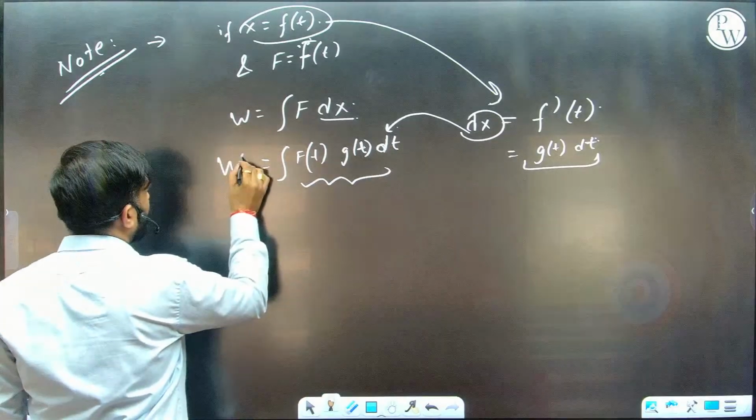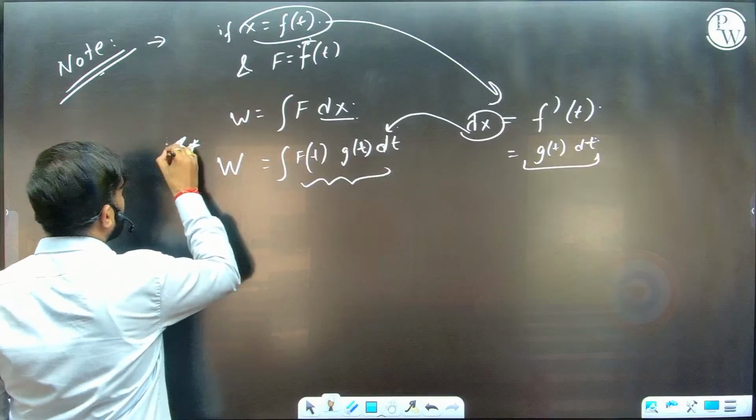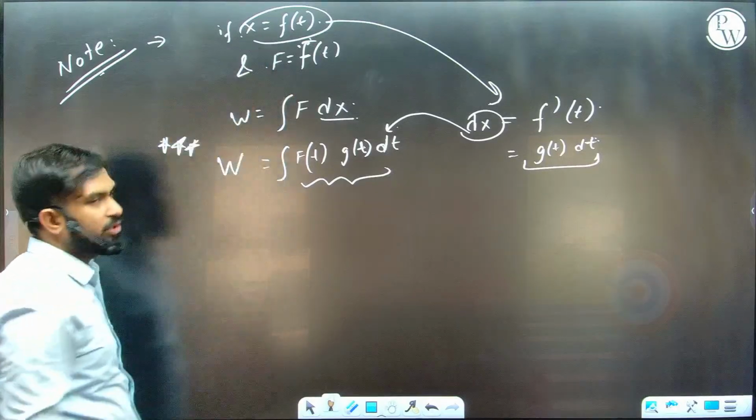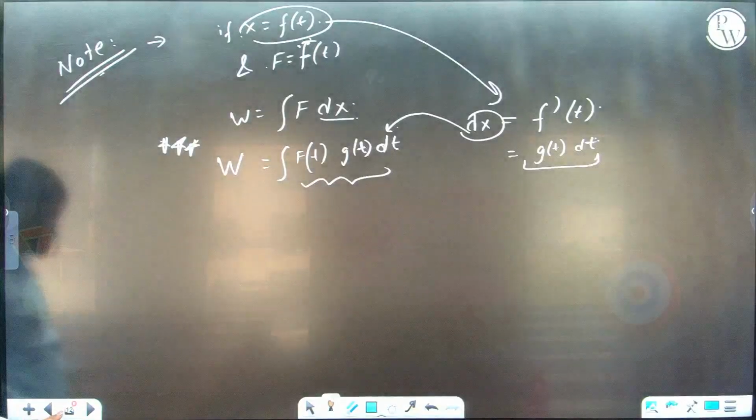This is only for very, very difficult problems where force and x both are function of time. ठीक है, just an extra point.